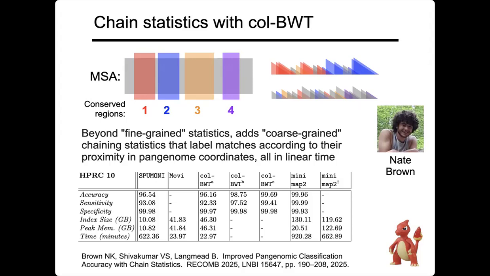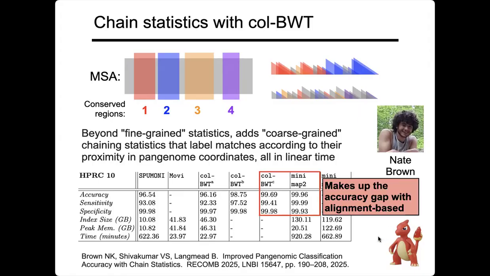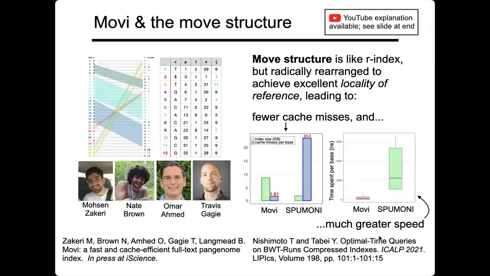And this was kind of the final boost that we needed to finally be right up where Minimap 2 is in terms of classification accuracy, but still much faster. That's kind of our first big success. I'll just say this very quickly.